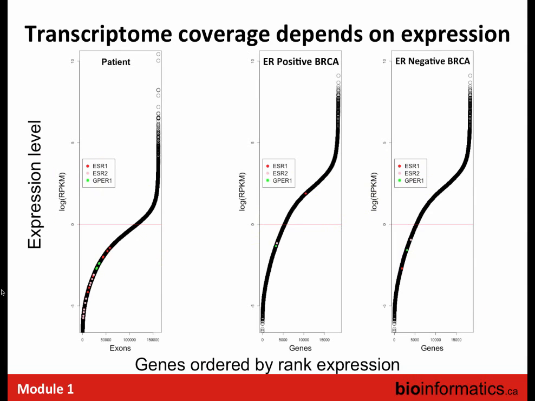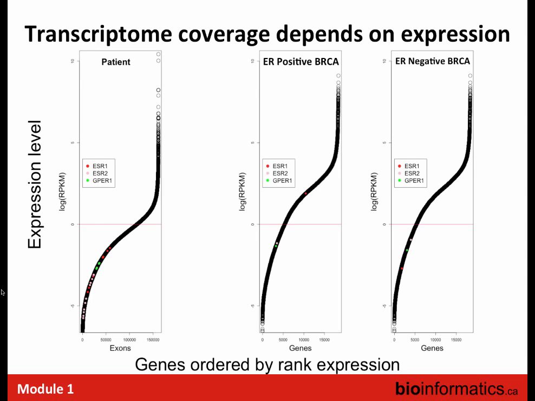Transcriptome sequencing is a little bit different in that the coverage is completely dependent on expression. Genes with high expression get lots of coverage, genes with low expression get lower coverage. The point of this slide is to show how you may be able to use this to classify, in this case, a breast cancer patient. I've plotted every single exon here on the x-axis and the expression levels on the y. This is a very stereotypical shape of the data that you would see for RNA sequencing.